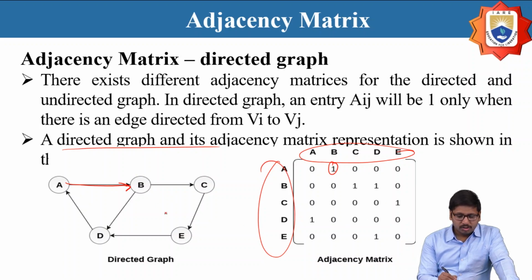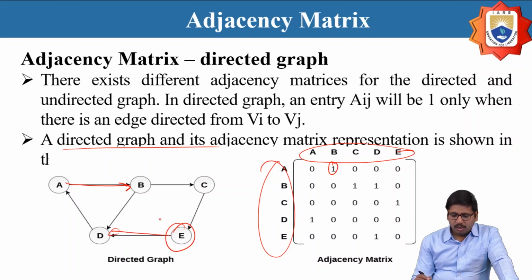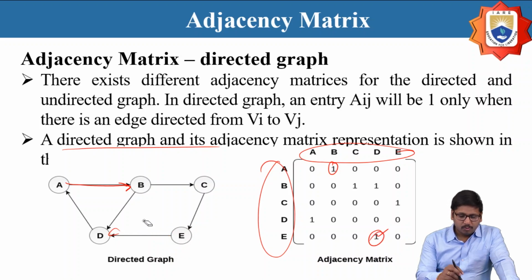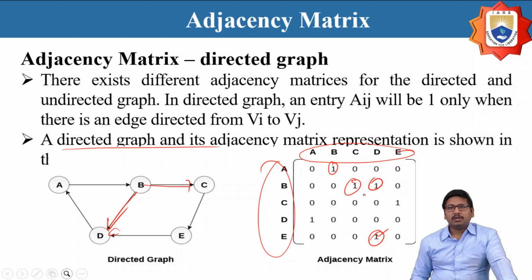Suppose if I'm going to consider E here, for E I'm going to have only one directed edge, E to D, that's why it should be 1. And suppose if I'm going to consider B, B is going to have B to D and B to C, so that's why I'm going to represent it as 1.